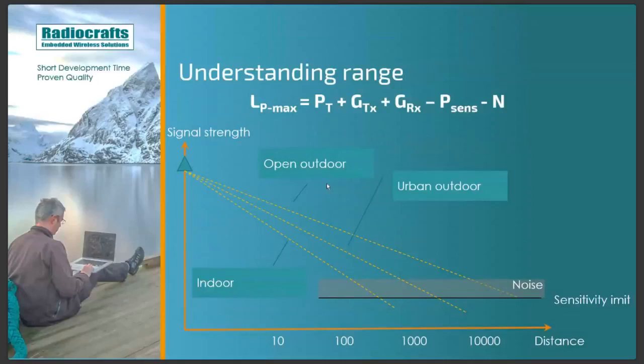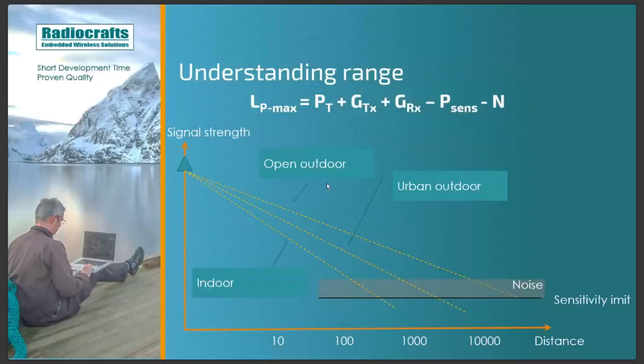And as you see, the sensitivity level is the black line at the bottom. And you see that in an open outdoor environment where you have line of sight, the signal can go very far, above 10,000 meters in this case. If you then go to an urban outdoor with a lot of buildings, trees, stuff like that, you will see that the signal propagation loss is much more steep, and you will get a much shorter range. And in an indoor environment, it's even worse.